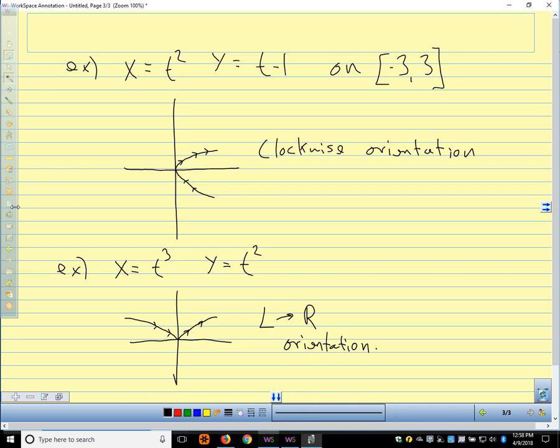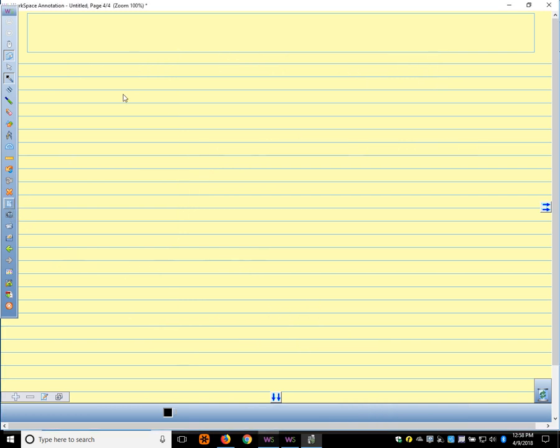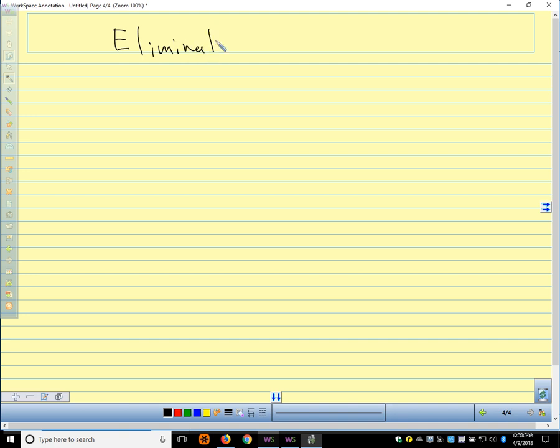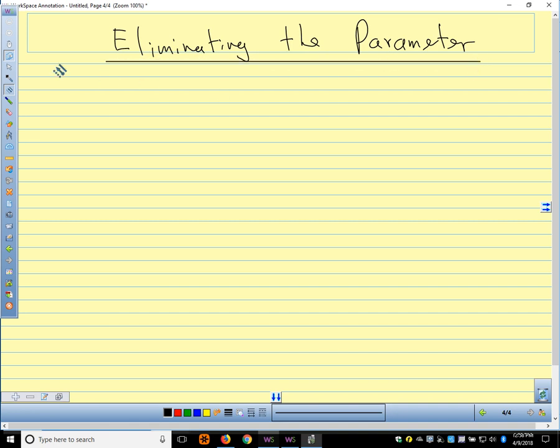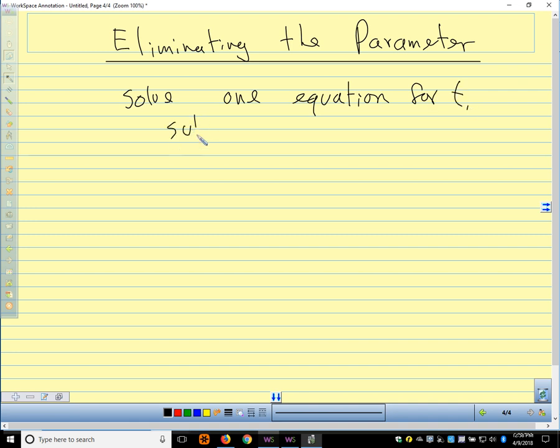All right. Sometimes we are going to want to, from a set of parametric equations, write the normal rectangular equation. And to do that, we eliminate the parameter. And the basic idea here is we solve one equation for t and then substitute into the other equation.